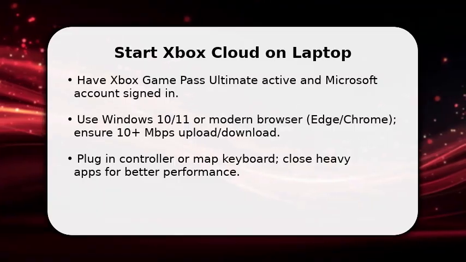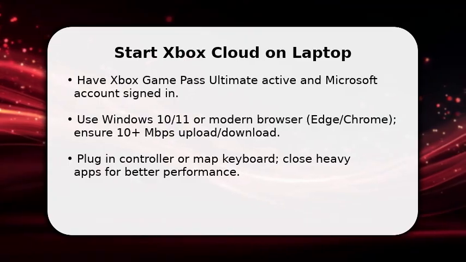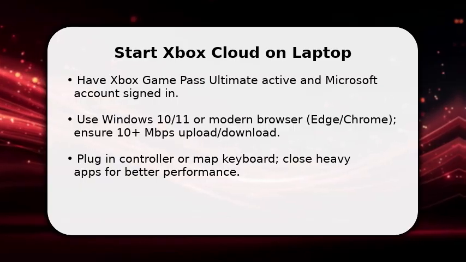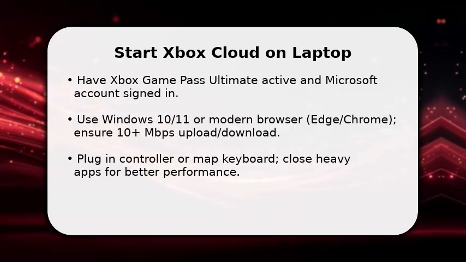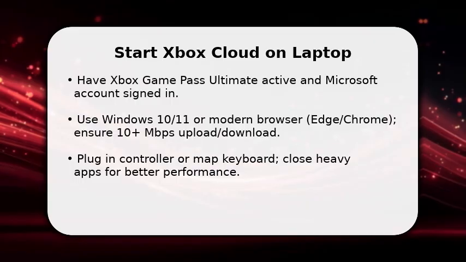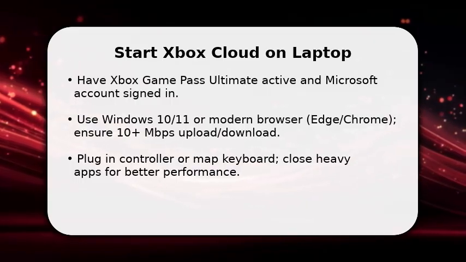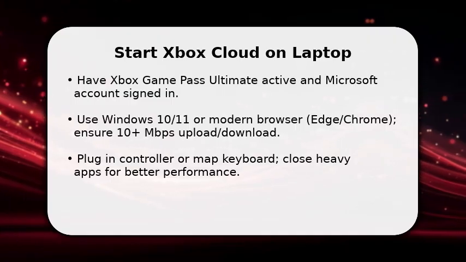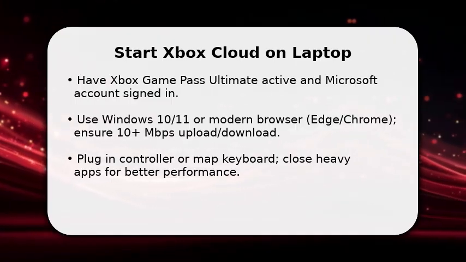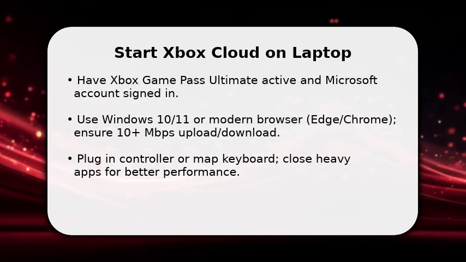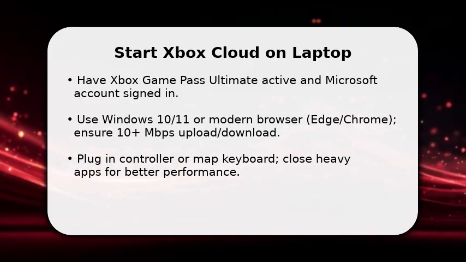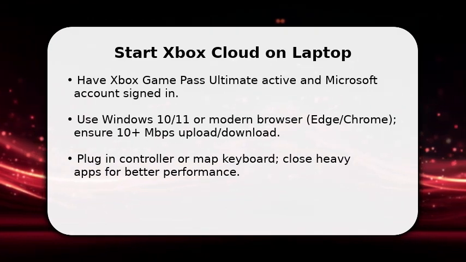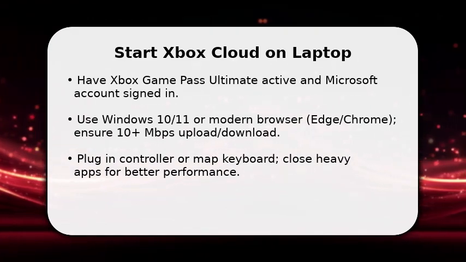You begin by confirming a Game Pass Ultimate subscription and signing into your Microsoft account. This grants cloud access. Once signed in, open the Xbox app or a supported browser and select Cloud Gaming to start a session. Make sure your laptop's OS is updated and background apps are minimized because cloud streams need steady resources. Connect a controller or configure keyboard controls now. This prevents interruptions mid-game. Once done, you'll be ready to launch a title and test the stream quality immediately.